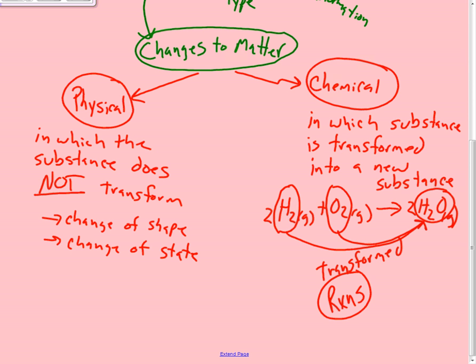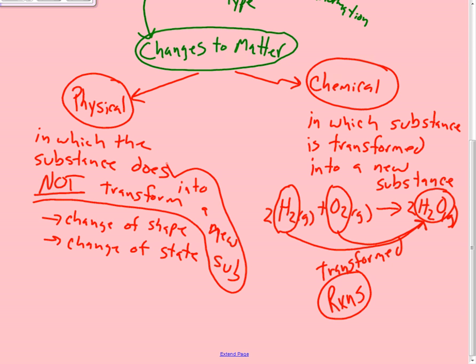Could be a change of just the form in which it exists, whether it is a chunk or whether it is powder, going from a chunk to powder. That is a physical change because there is not a transformation of the substance into a new substance. The substance does not transform into a new substance. That's what's important. We are not transforming into a new substance. Okay, there we go. Good.